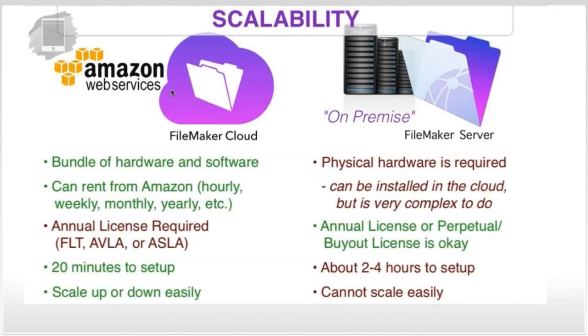Amazon rents their machines either by the hour or basically monthly, yearly. There's no concept of buying it outright and owning it. So FileMaker has the software set up to match that. The cloud software works together with Amazon, they match. So you're going to have to be on some sort of annual license for that.